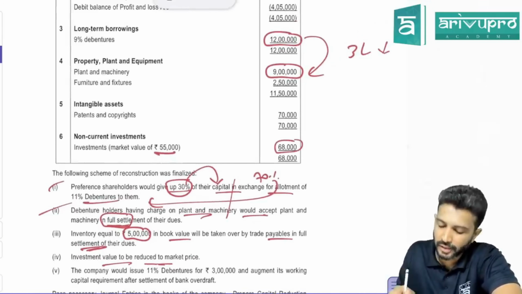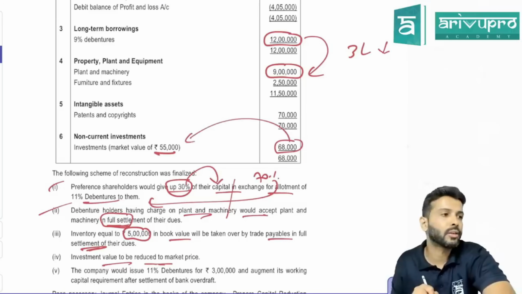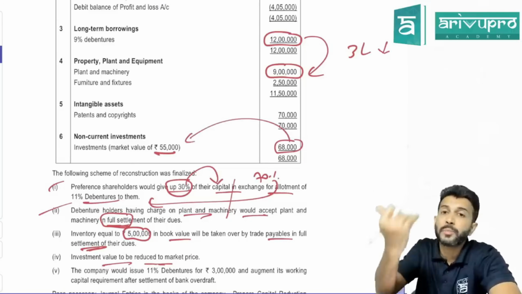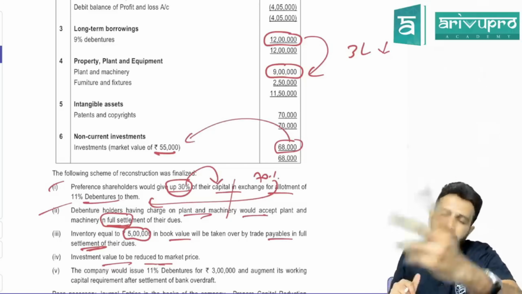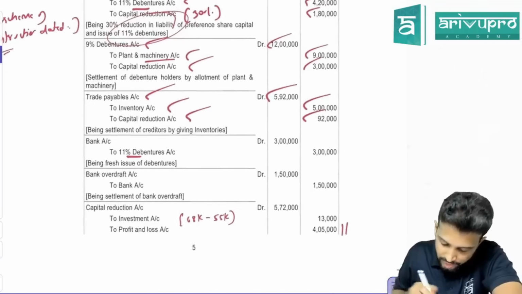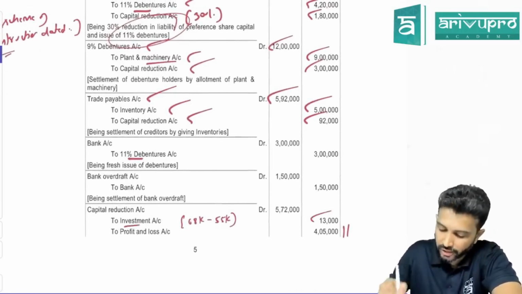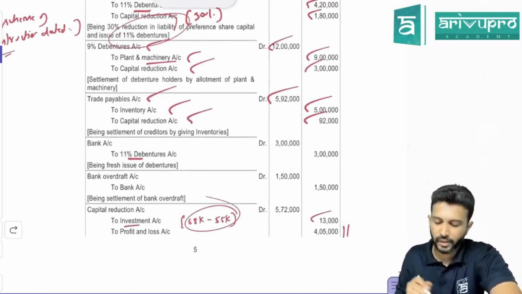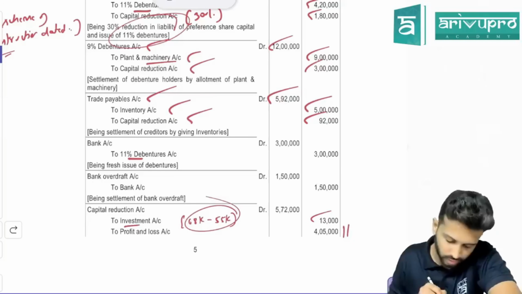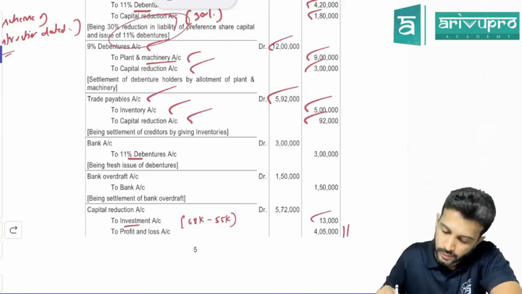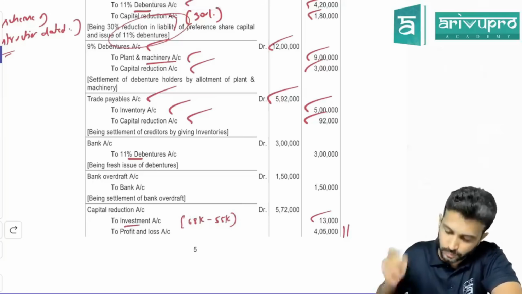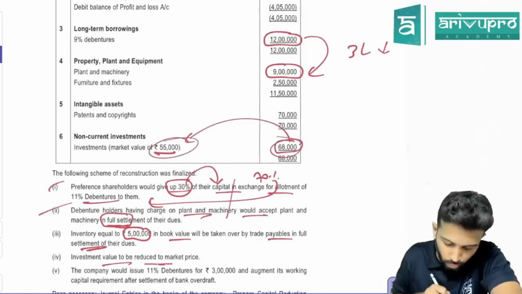Currently, what is the investment value? 68,000. From that, market value reduction is to 55,000. So is the investment value increasing or reducing? Reducing. The entry is: capital reduction to investment account. How much is the reduction? 68 minus 55 is 13,000. Not profit, loss. From 68, you're bringing it down to 55. So it is a loss.